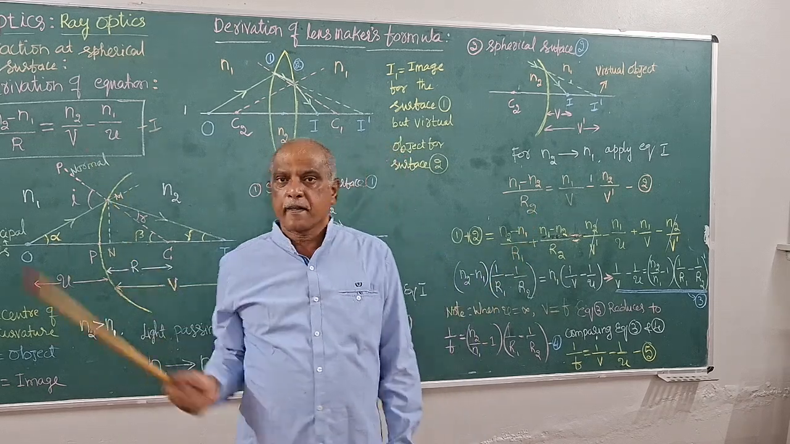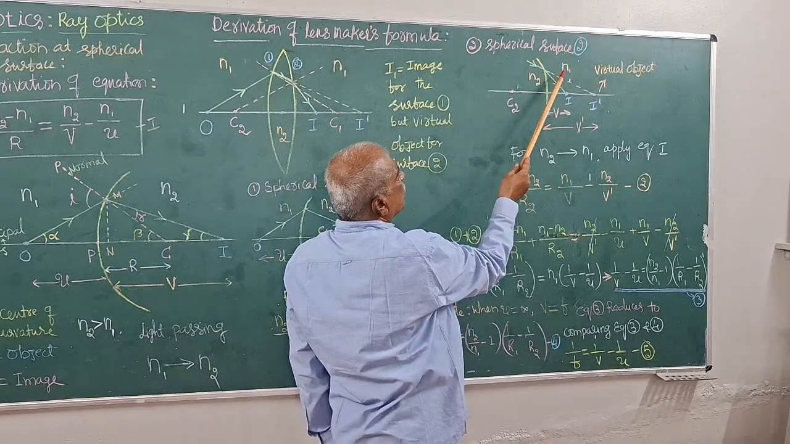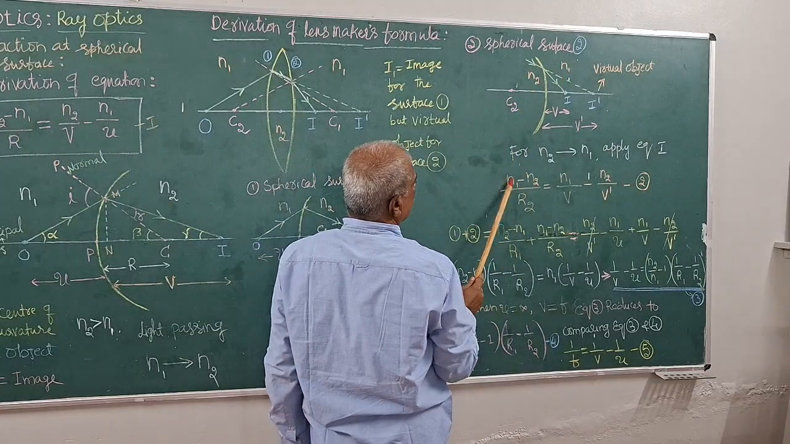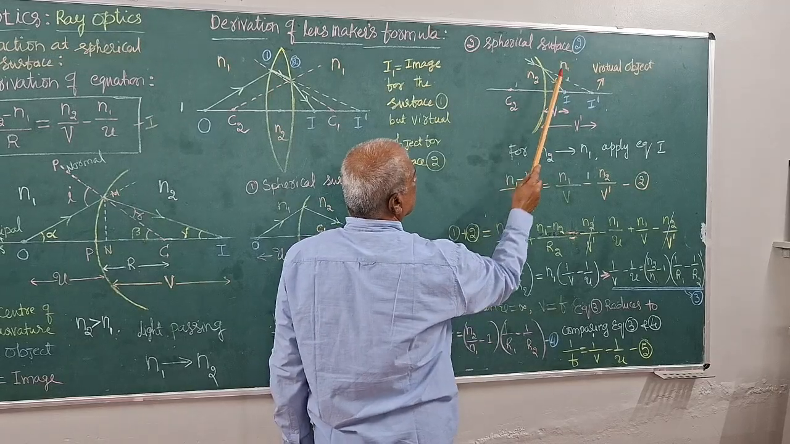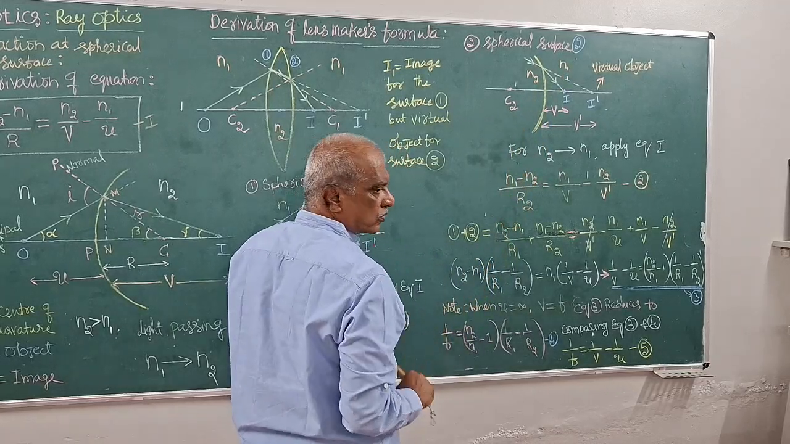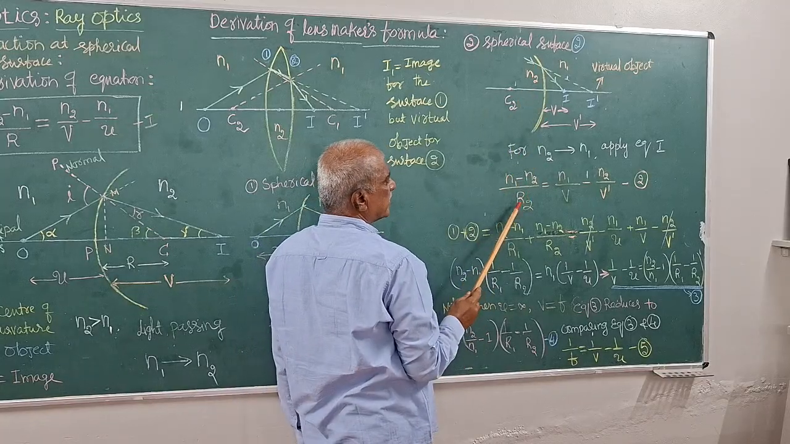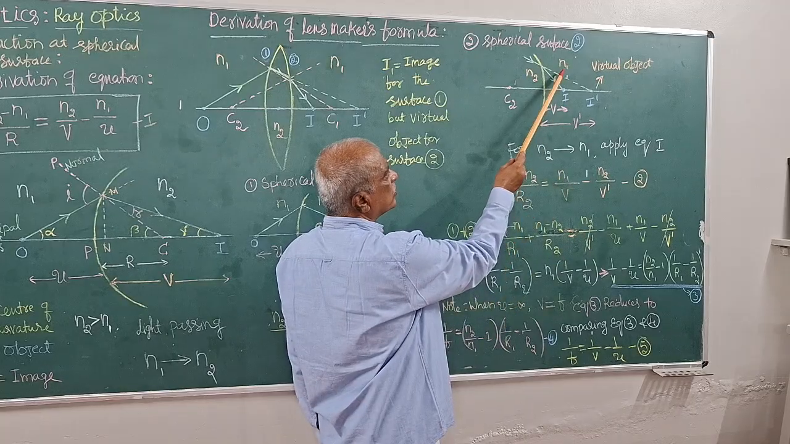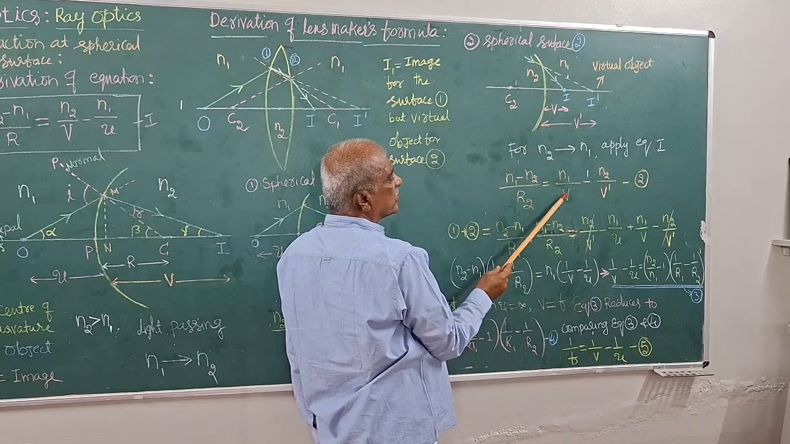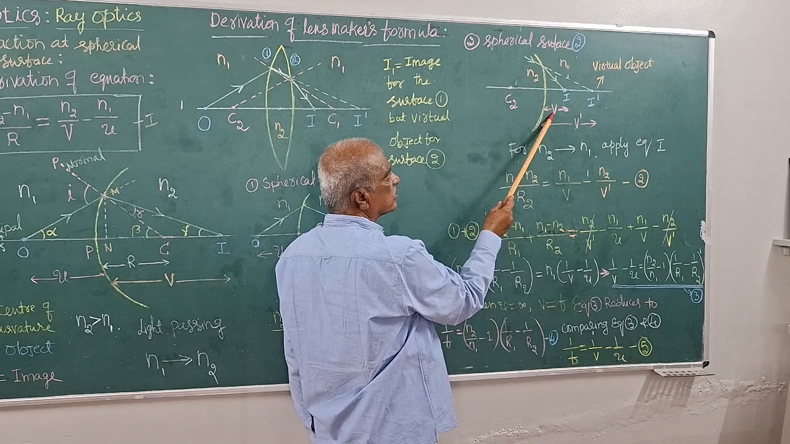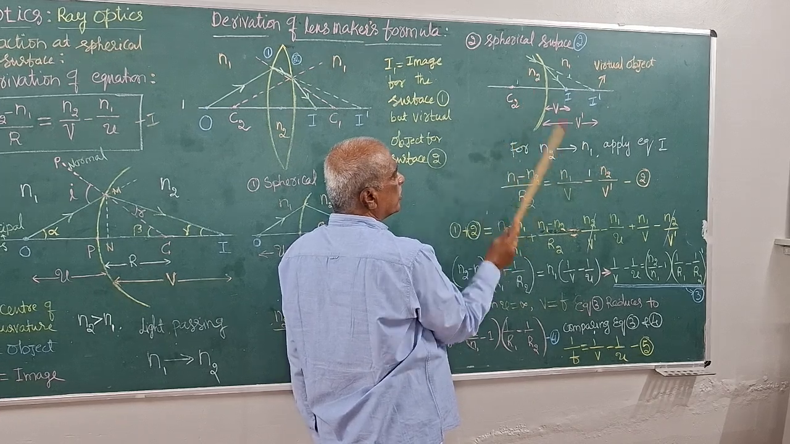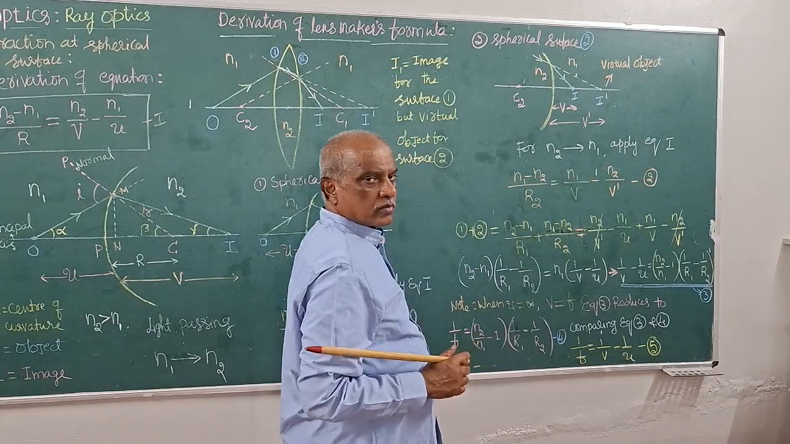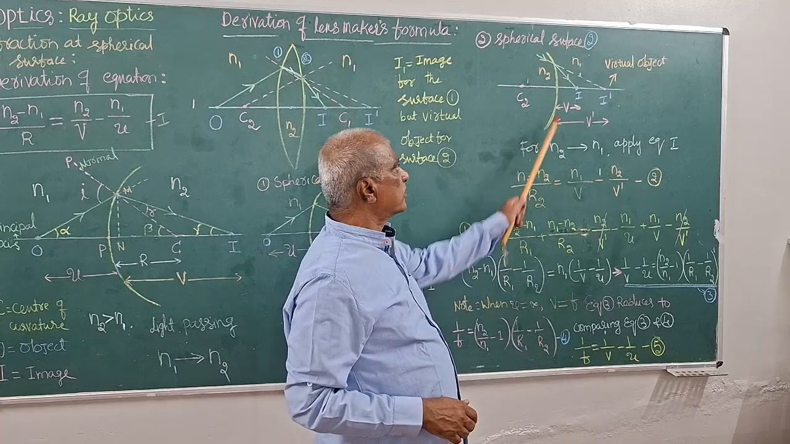It is the same technique. That means final value minus initial value. Final value is N1, initial value is N2. For the second surface with radius of curvature R2, the equation is N1 divided by the image distance V, minus the initial value N2 divided by the object distance V dash. This is the equation for this refraction.